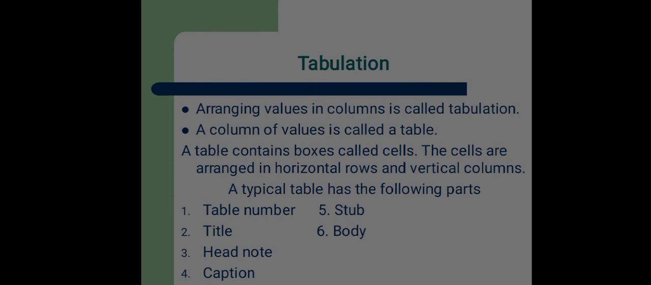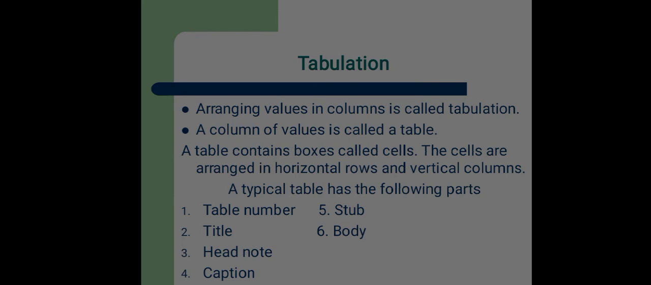Tabulation: arranging values in columns is called tabulation. Tabulation is the process of entering the classified data in a table. A table is a systematic arrangement of statistical data in columns and rows. A table contains boxes called cells. The cells are arranged in horizontal rows and vertical columns.